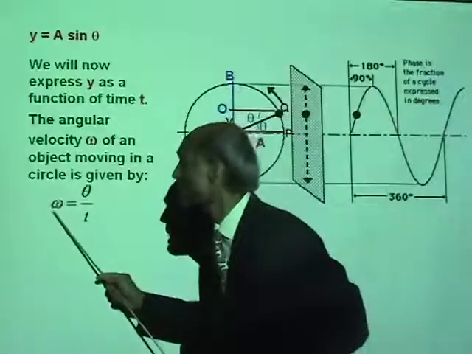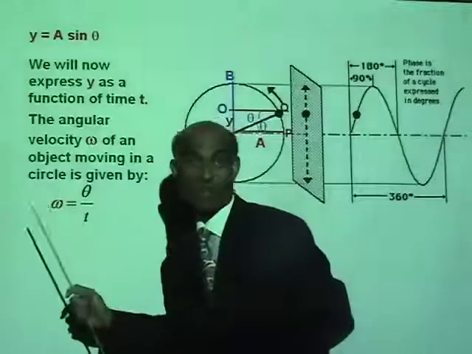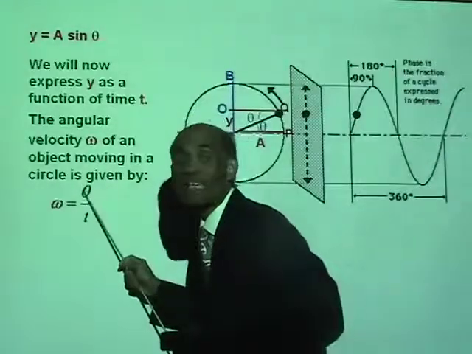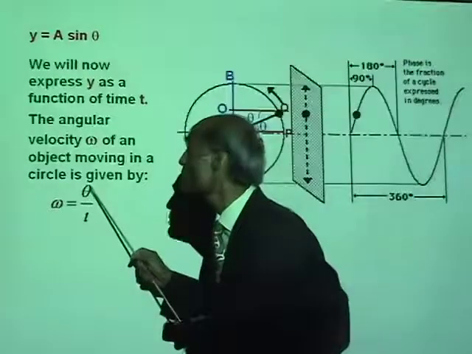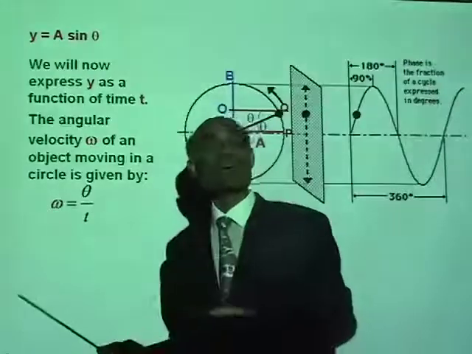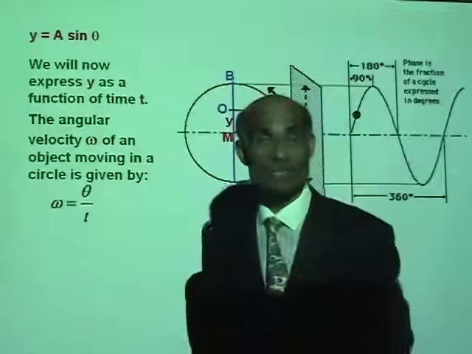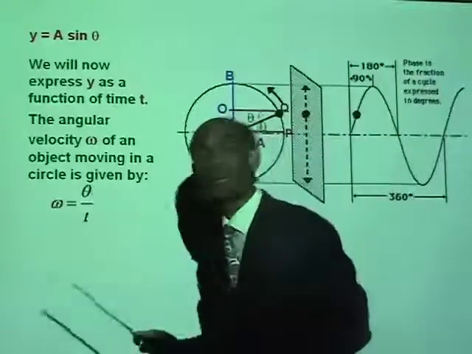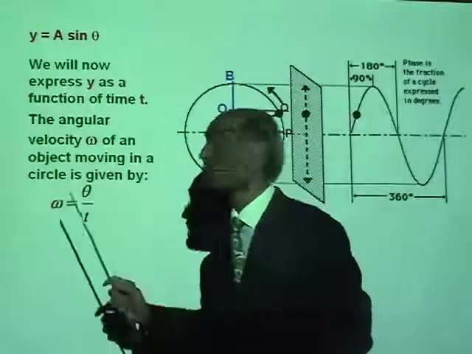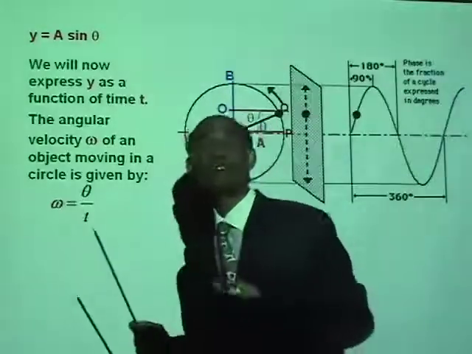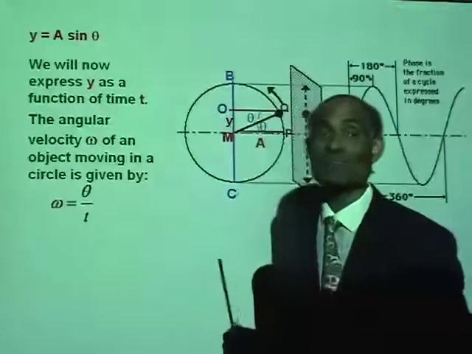We represent that by the Greek letter omega. Is that right? I hope you remember. Omega is the rate at which the angle is being described. Omega equal to theta over t. What is the unit of omega, the angular velocity? Angle is measured in radian and the time is in second. Therefore, omega, the angular velocity, is measured in radian per second.